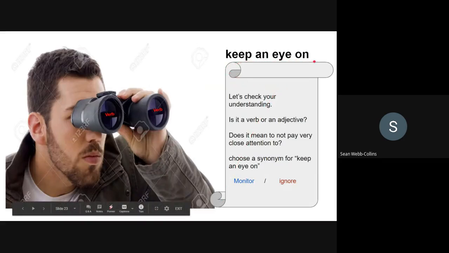Keep an eye on. Let's check your understanding. Is keep an eye on a phrasal verb or an adjective? That's right, it is a phrasal verb. Keep an eye on. It's an action.